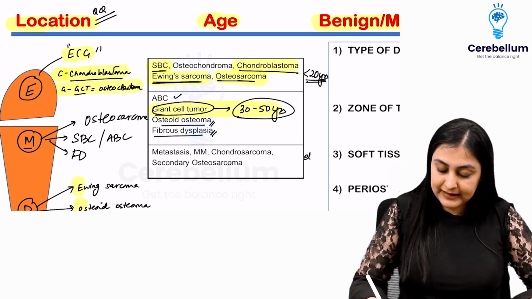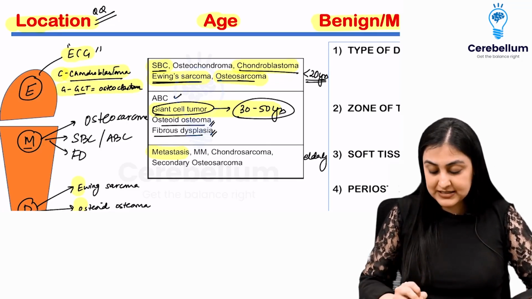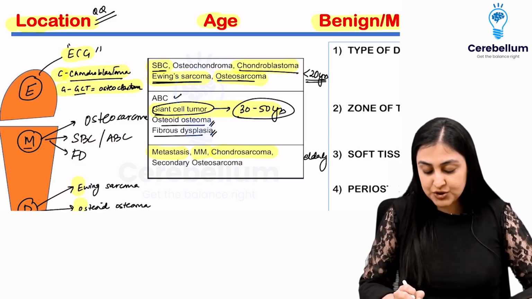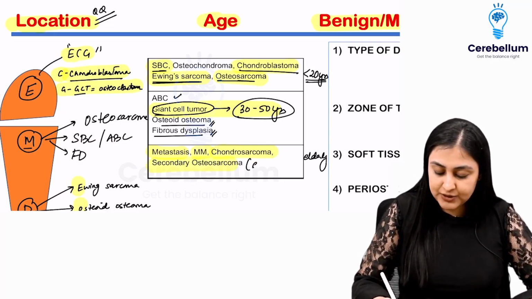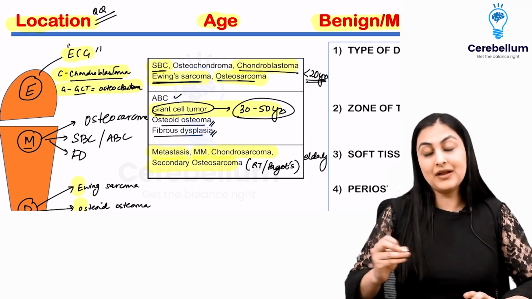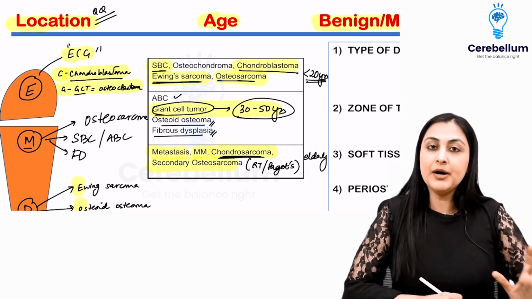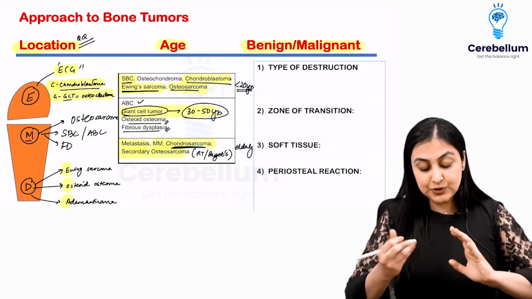And then in elderly patients around 50 years and greater, you want to consider metastasis, multiple myeloma, chondrosarcoma, and if it's an osteosarcoma, it's usually the secondary variant, which is secondary to radiotherapy or maybe Paget's disease, right? So that is your secondary OS in the elderly group. Most importantly, primary bone tumor, remember chondrosarcoma. Okay, so this is how we narrow down with respect to the age.